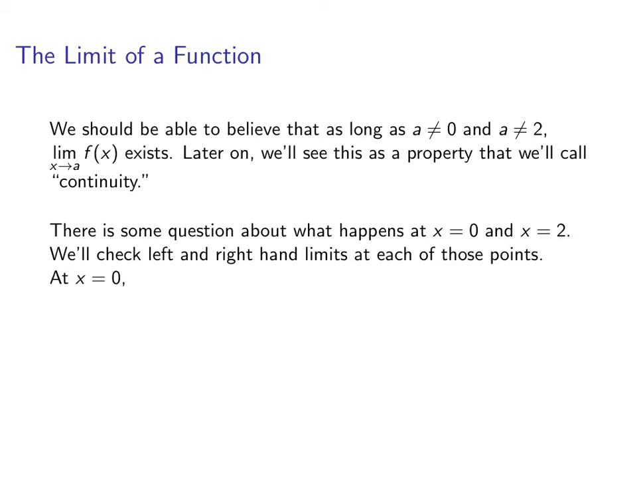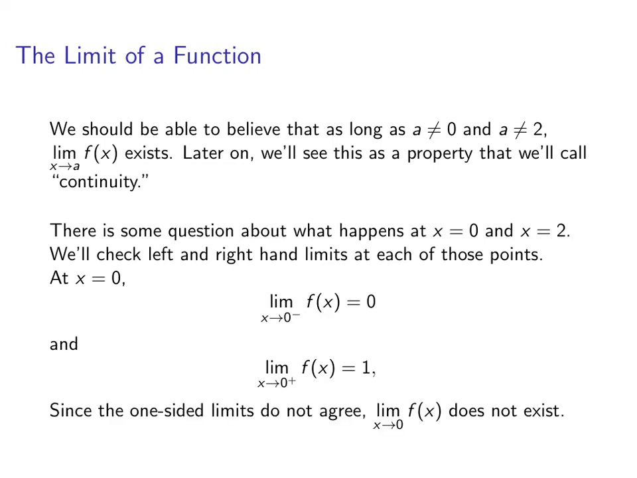Now at x is equal to 0, the limit as x approaches 0 from the left of f of x is equal to 0. If we go from the right, it's equal to 1. Those one-sided limits do not agree, so the two-sided limit does not exist.